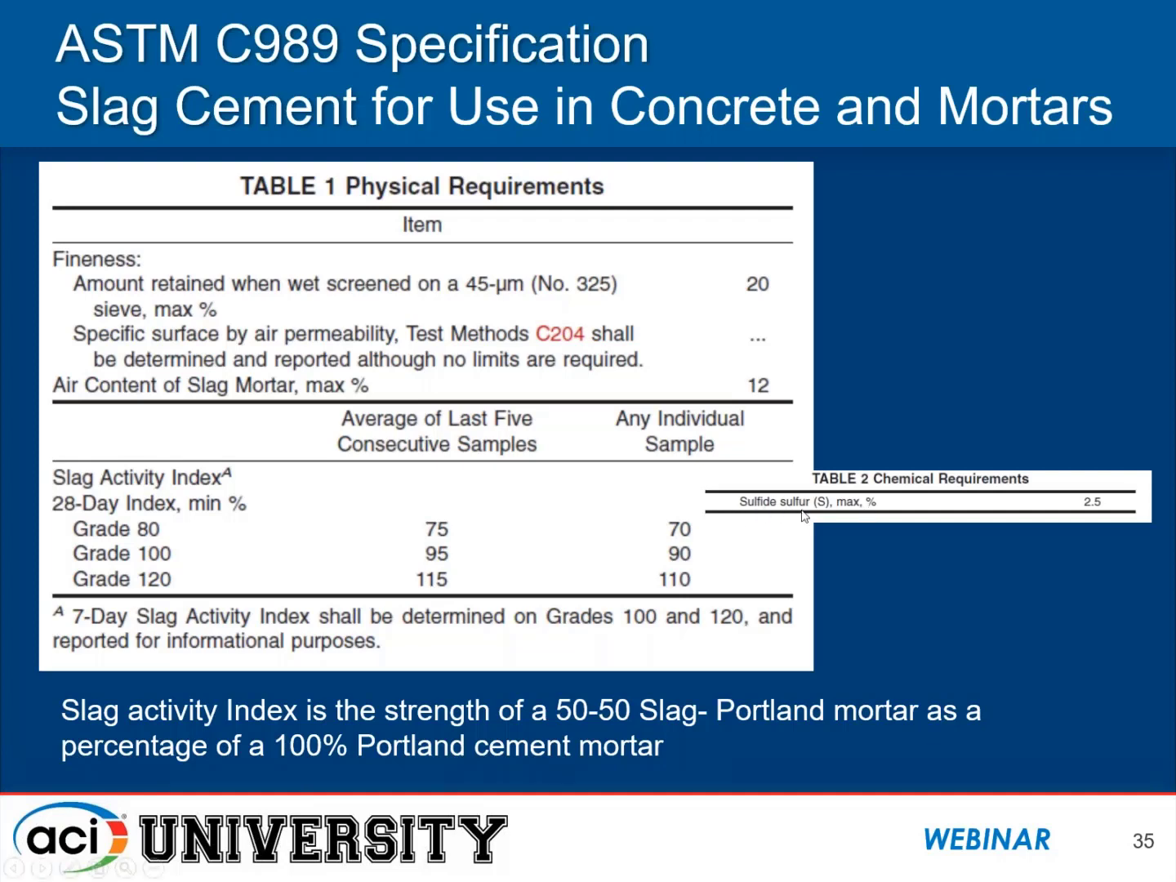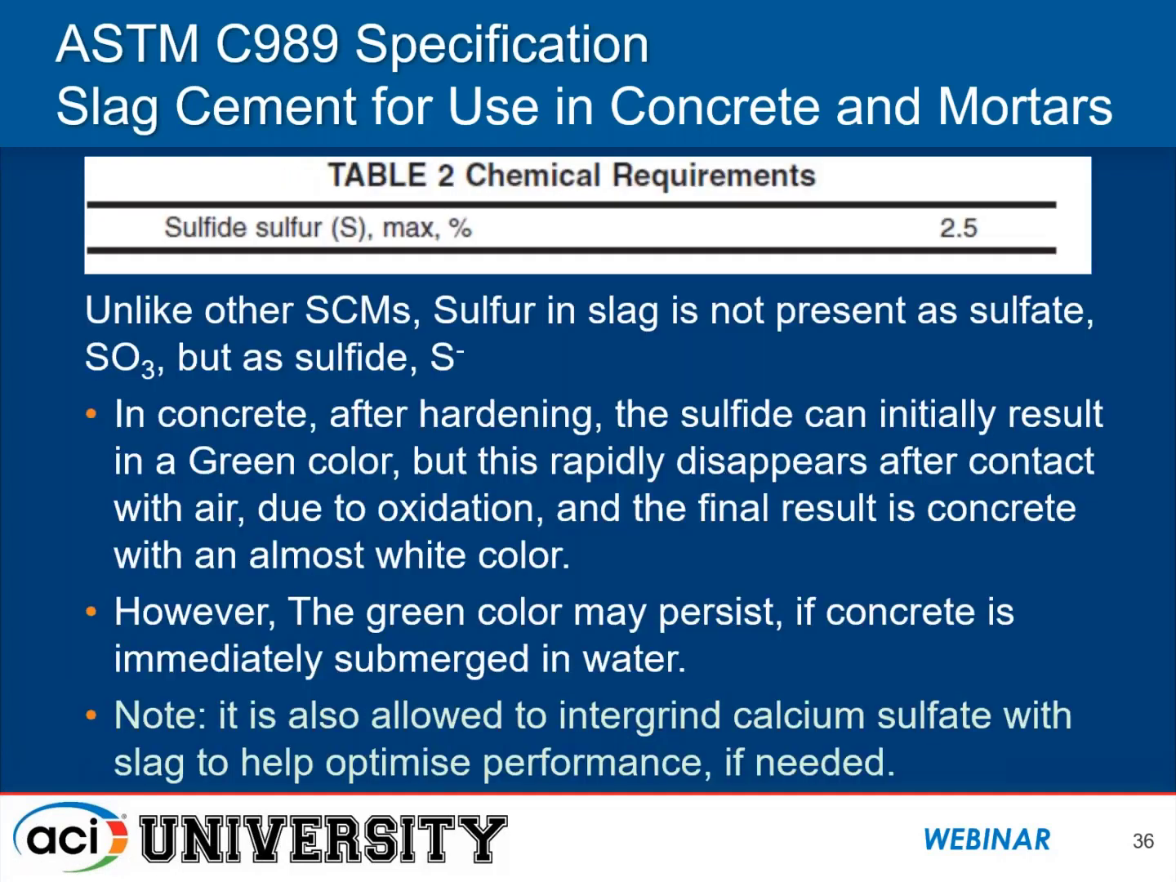And the only chemical limit is sulfide sulfur, because the sulfur in blast furnace slag is in a reduced state. They limit that to 2.5%, but most times it's typically under 1%. Now the sulfide sulfur, because it's reduced, can cause a green color due to iron sulfide or calcium sulfide that forms in the fresh concrete, and you can get a greenish tinge on the surface or on the interior of the concrete. But typically this rapidly disappears after a few hours or days due to oxidation of that reduced material, and the final result is a concrete with almost white color.